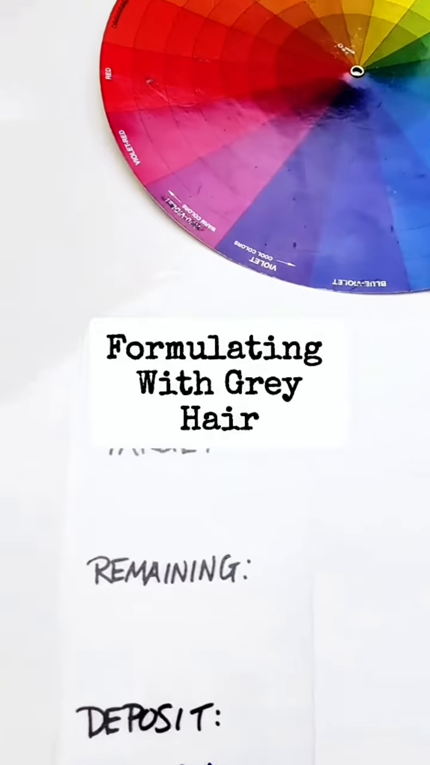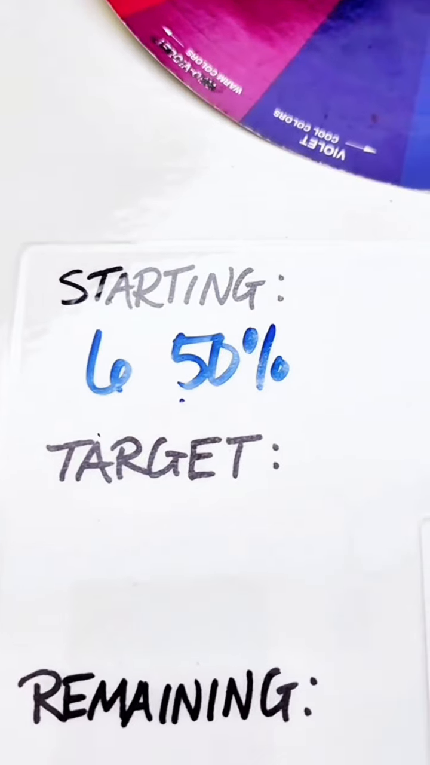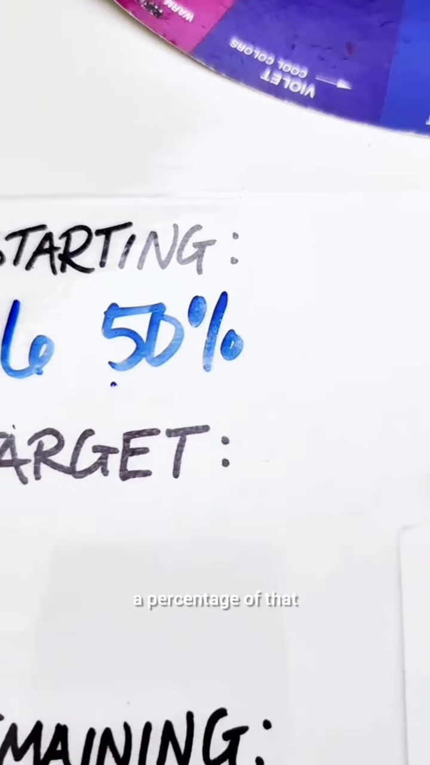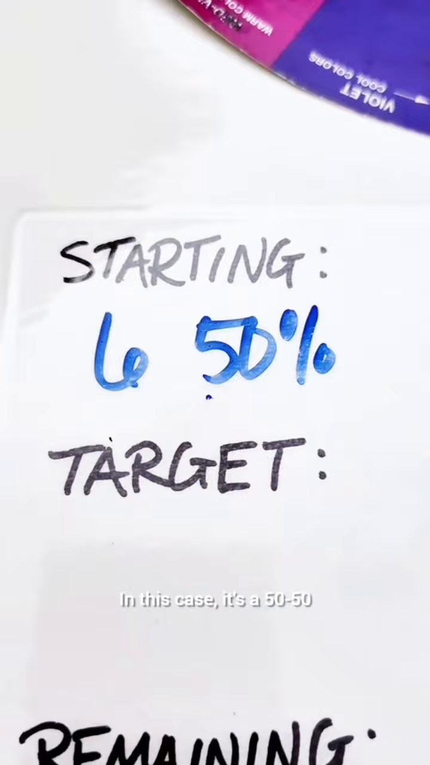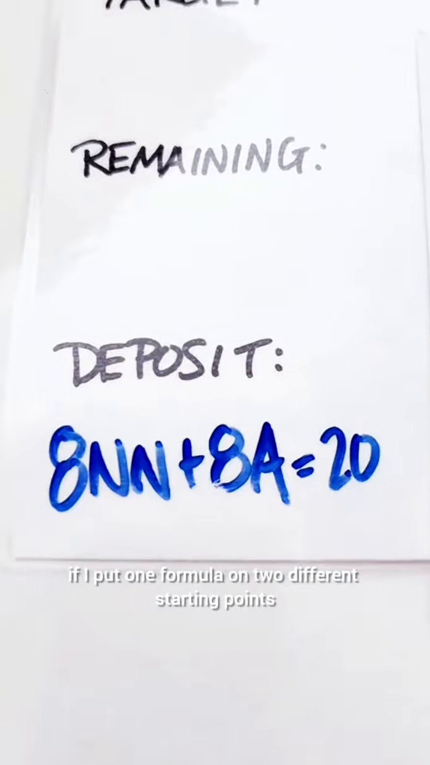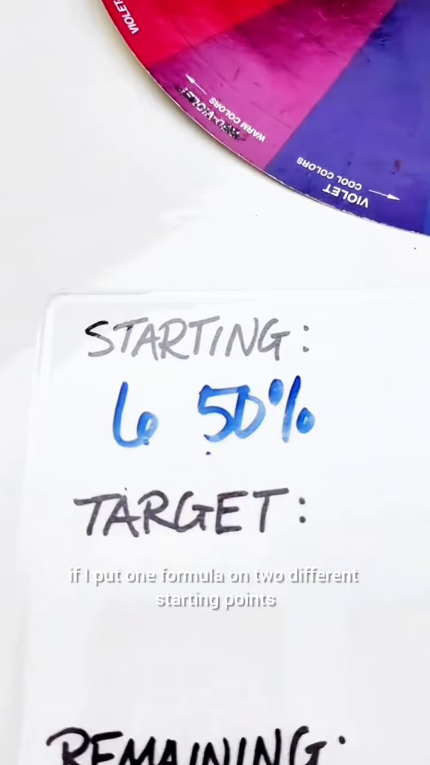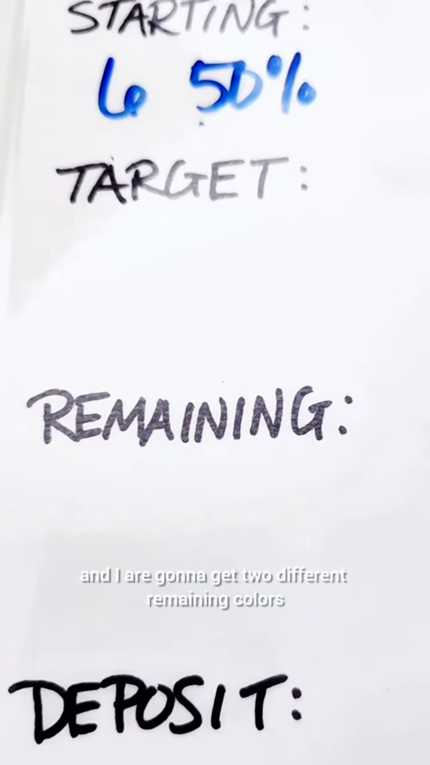When we're formulating and have gray hair, you and I are working with two different starting points. We've got white hair, a percentage of that, and we've got a natural, a percentage of that. In this case, it's a 50-50. So what's going to happen if I put one formula on two different starting points? Well, that means you and I are going to get two different remaining colors.